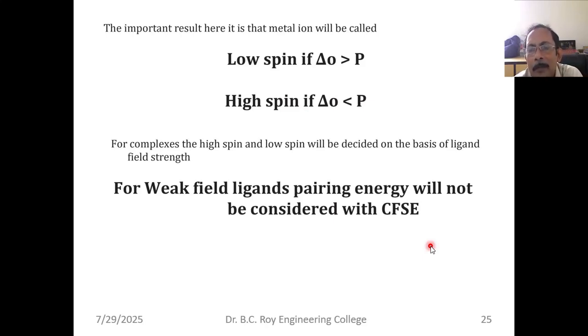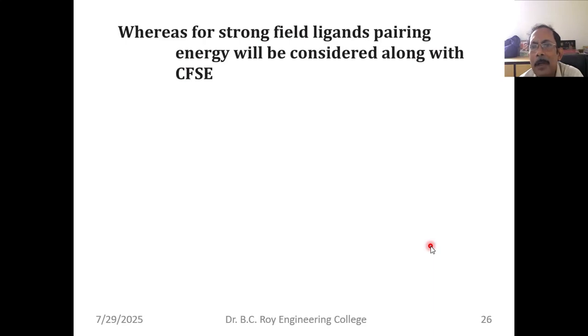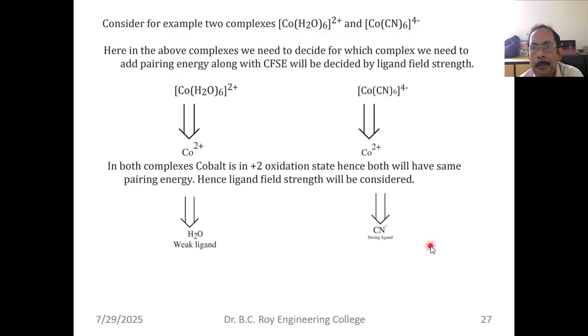Low spin will occur if delta O is greater than P, and high spin will occur whenever delta O is lesser than P. For weak field ligands, pairing energy will not be considered with CFSE, whereas for strong field ligands, pairing energy will be considered along with CFSE. We consider two different complexes: one is [Co(H2O)6]2+ and the other [Co(CN)6]4-. The first one is a weak field ligand complex, and this one is a strong field ligand complex.